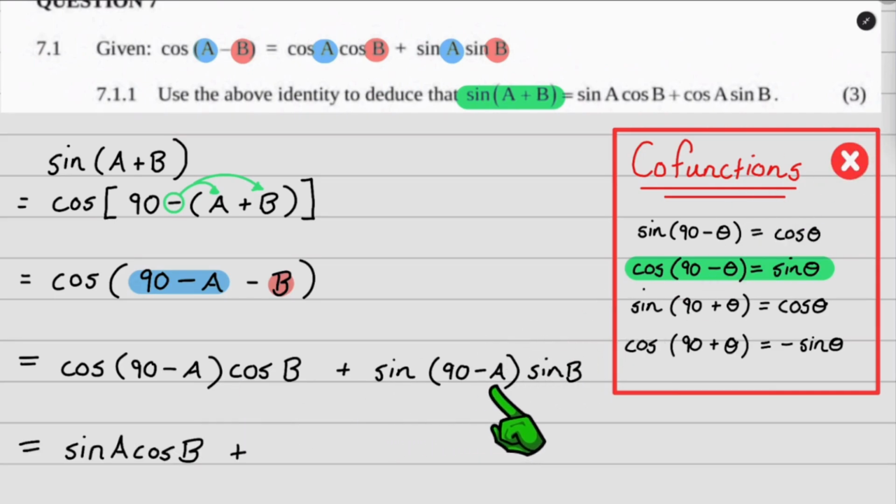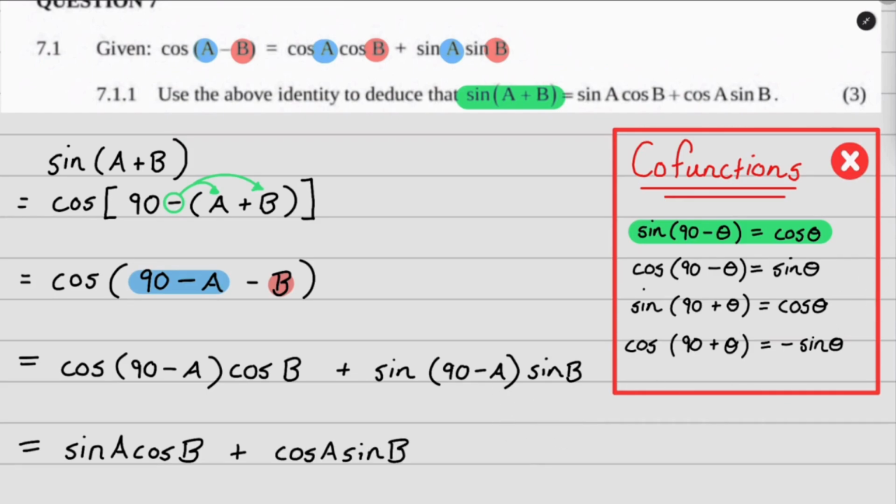And the sine of 90 minus a, we'll use this co-function over here, and it will change into a cos theta, or in this case a cos a. And then we have successfully answered what the question was asking. It says use identity to deduce this is equal to that. We showed that that is equal to that through using that identity or compound angle.